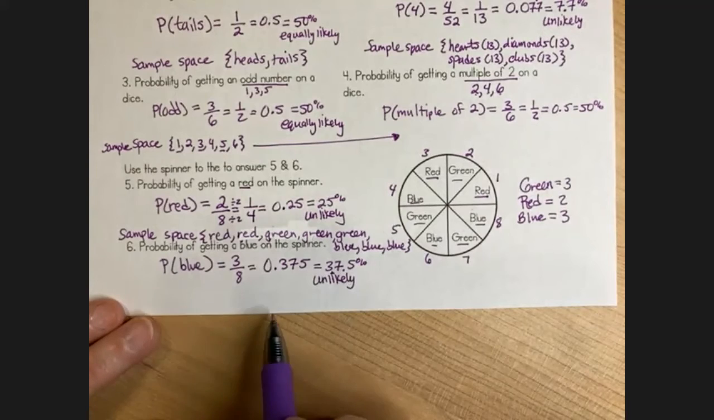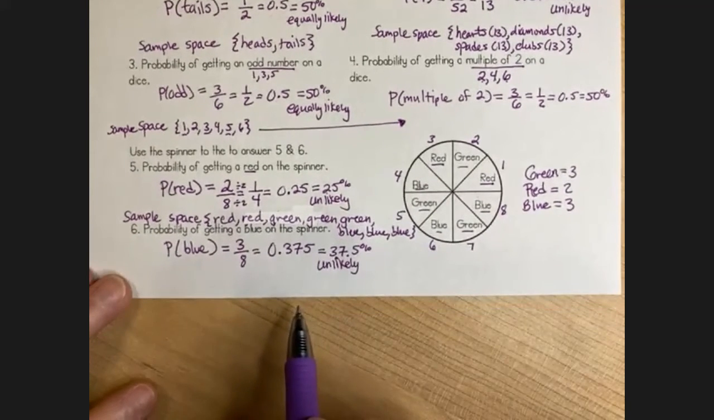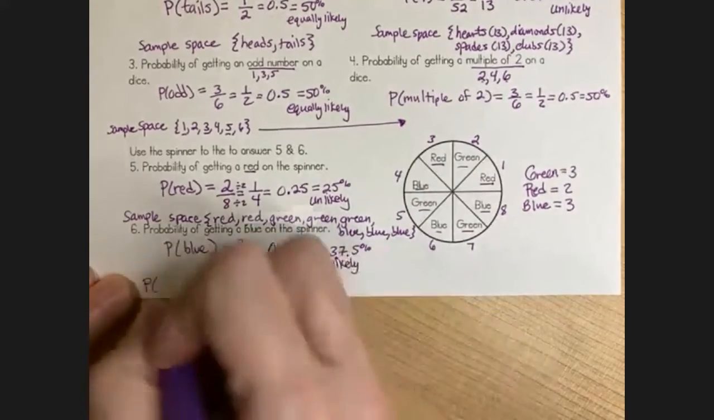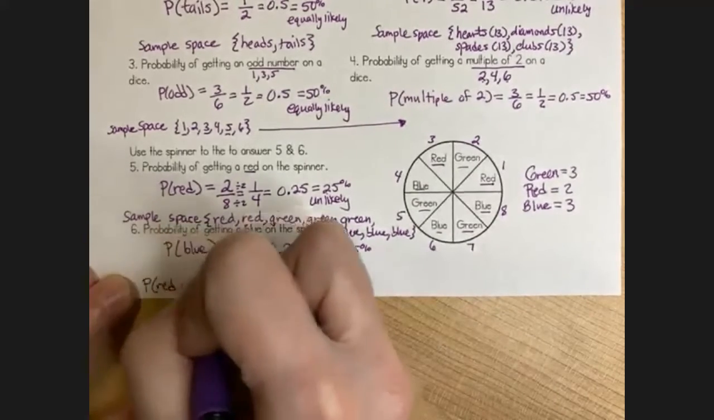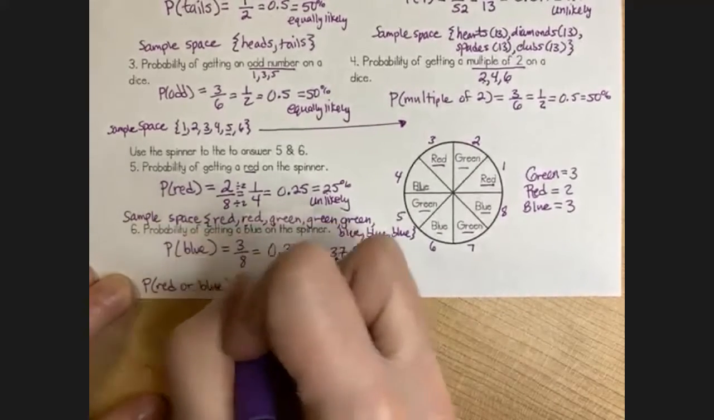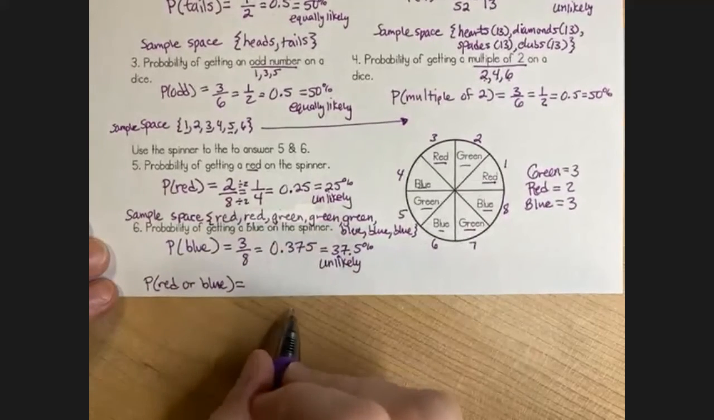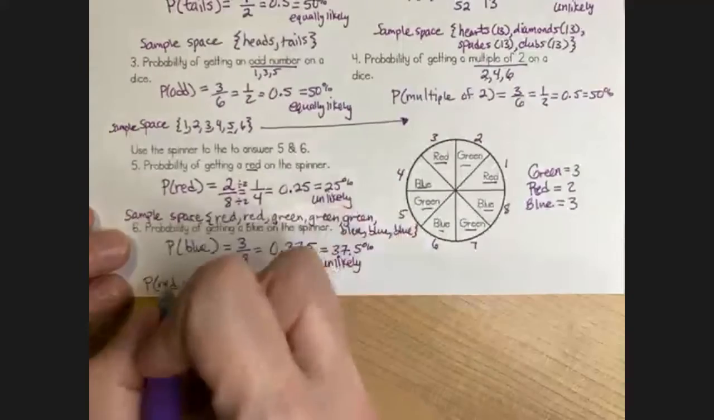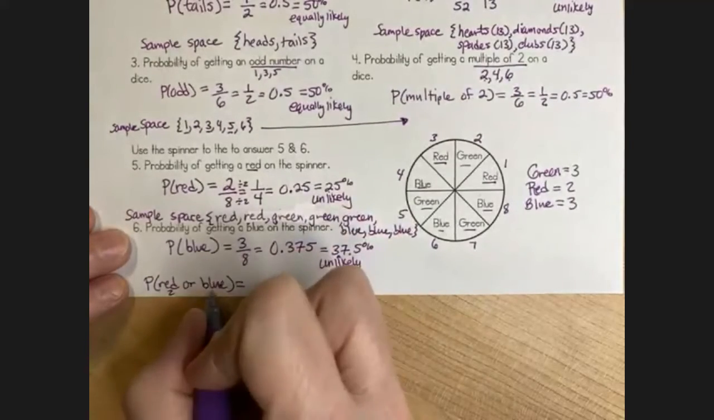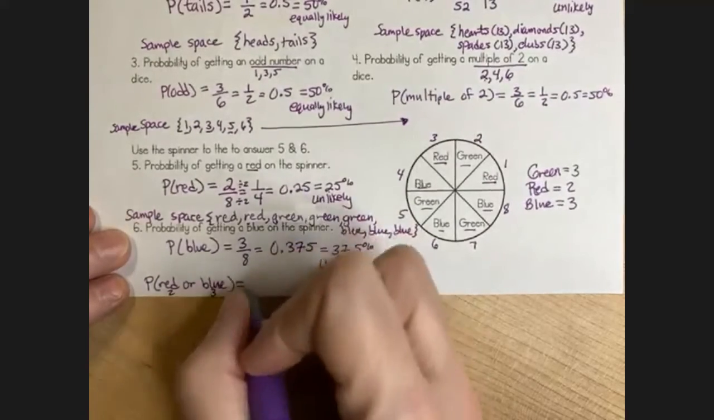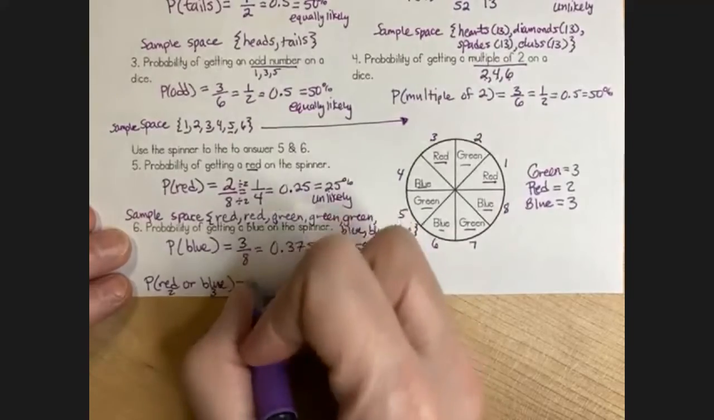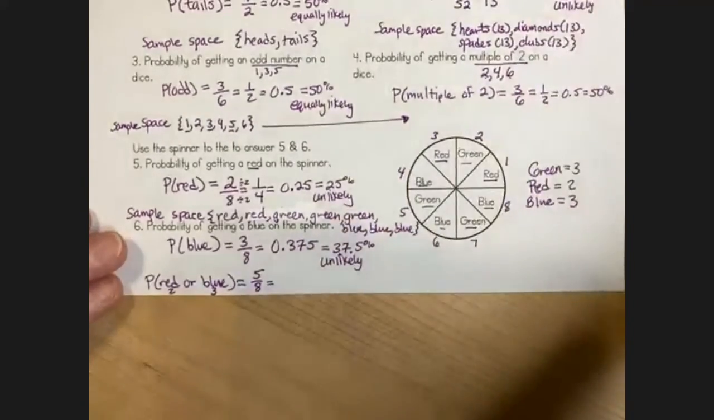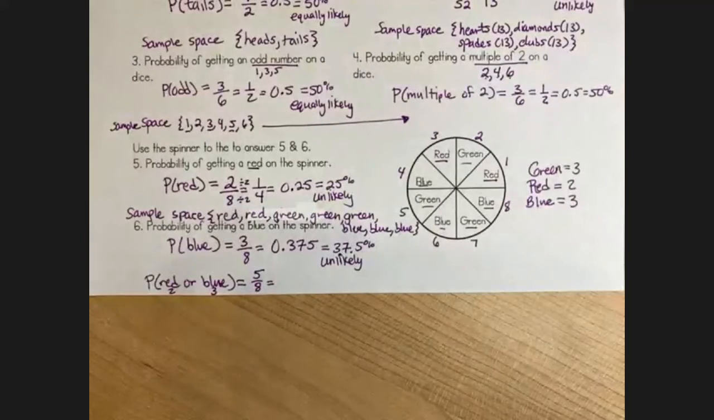Now, I want to talk just a minute about simple probability where you could say, what's the probability of me getting a red or a blue? And this isn't on here, and we're going to go ahead and add it. Probability of a red or a blue. So red was 2, right? And blue was 3. So together, I would just add the spaces. So red or blue would be 5 out of 8. And 5 out of 8 has a better likelihood than 3 out of 8 does.